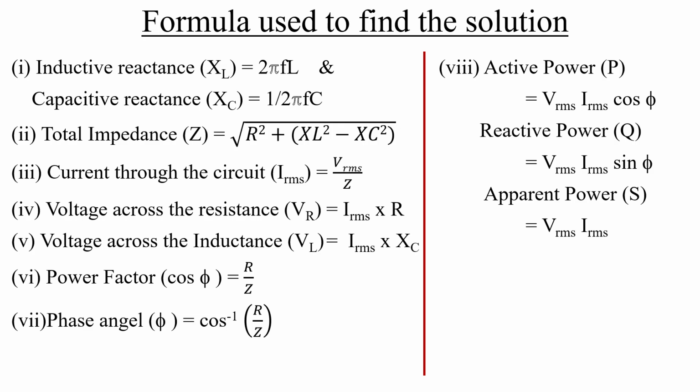So once we are familiar with the RL circuit, solving the problem in RC and RLC is more or less the same, only one or two parameter formulas change. Like for the capacitor circuit, the capacitive reactance and impedance. Similarly for the RLC circuit, the impedance, where you have to add the capacitive reactance. Other things are the same.